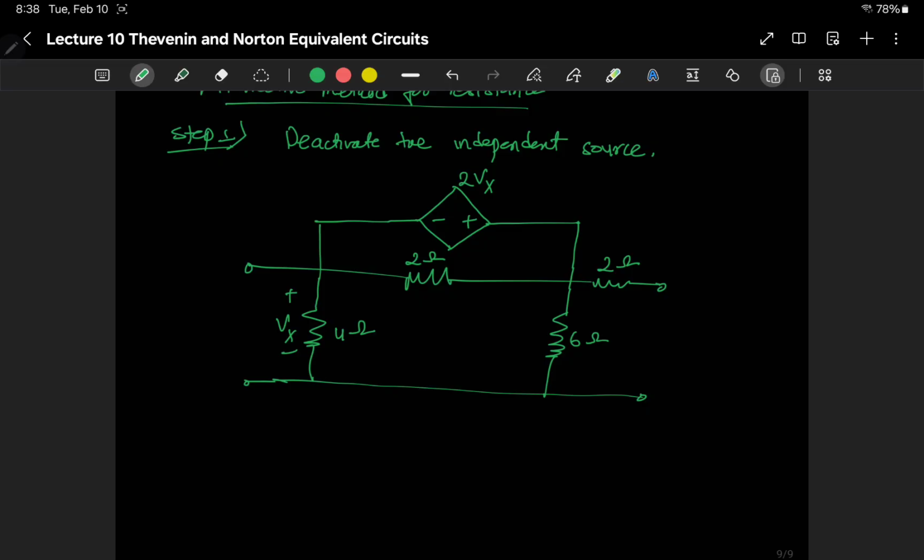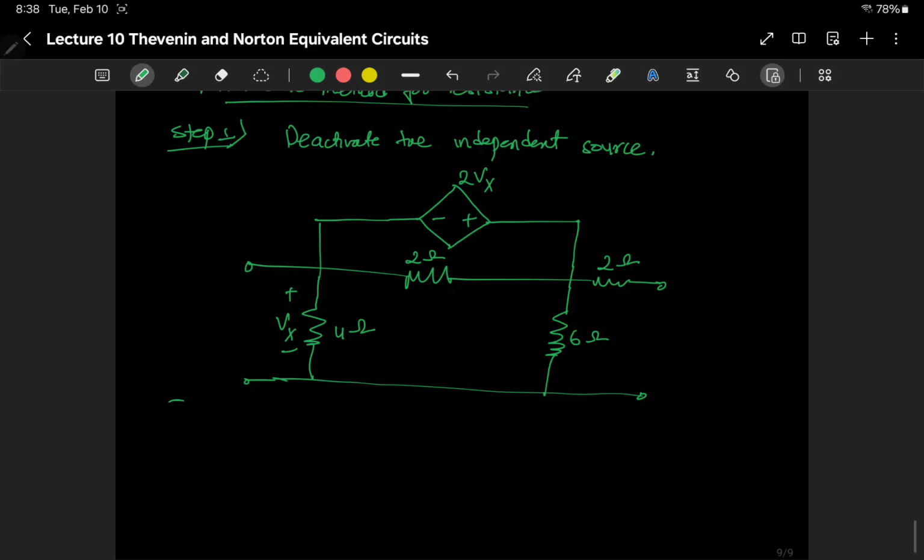What next? Can we deactivate the dependent source? We can't. And whenever we have a dependent source, step 2 is applying a test voltage at the one port node. So we are going to add some voltage here, which we call the test voltage. Step 2 is apply test voltage at one port.